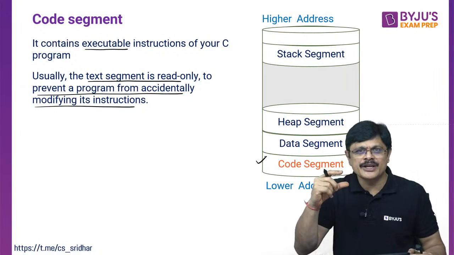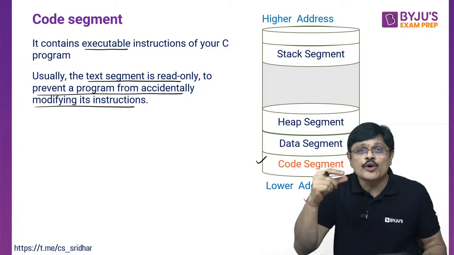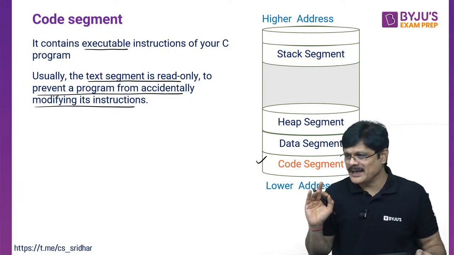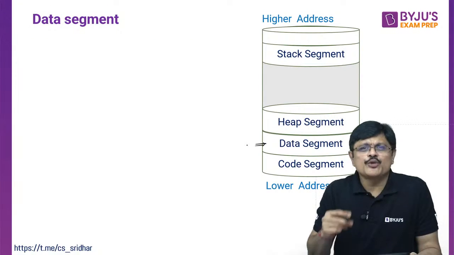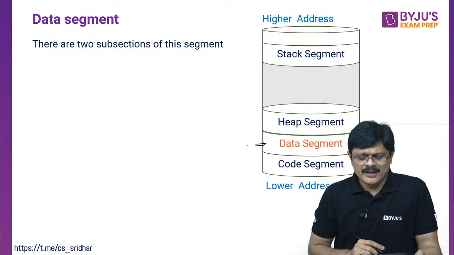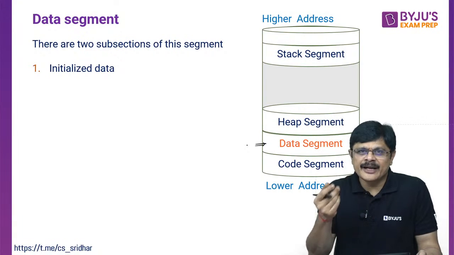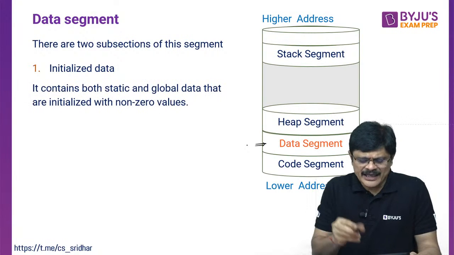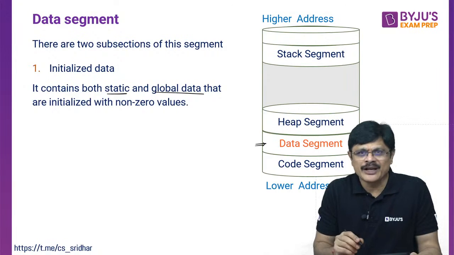So when the executable image is stored, there is something called the code segment, where your text is stored in a read-only manner. The next one is the data segment. The data segment will have 2 parts. One is called initialized data. Suppose you create any variable and you initialize it, that will be stored in this initialized data. It contains both static and global data that are initialized with non-zero values.